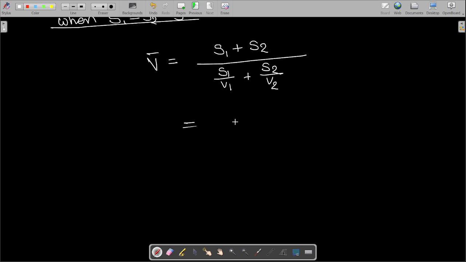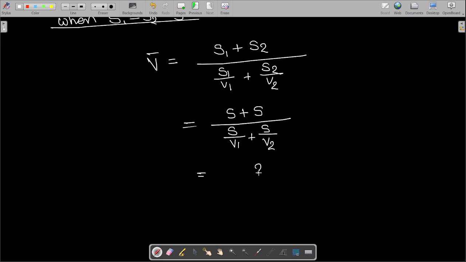Now see, replace the s1 and s2 with s. So it will be s upon v1 plus s upon v2. Okay, so what will be the expression here?